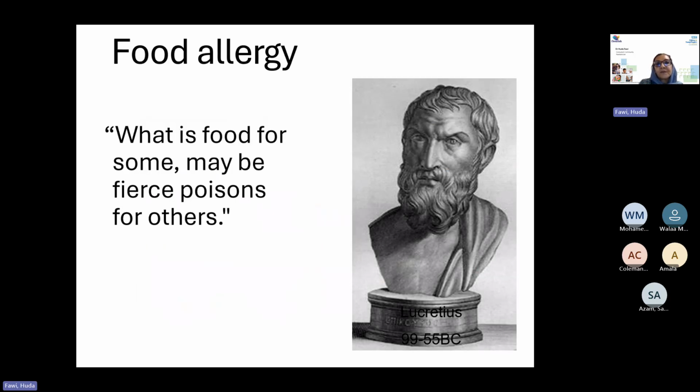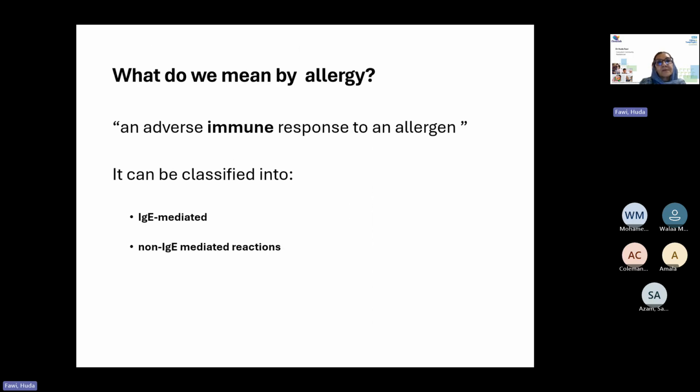So what is food for some may be fierce poison to others. I'm able to tolerate egg and milk and wheat, but others can have significant issues and anaphylaxis. Right, so we talked about what is an allergen, which in a food allergy is an immune response to a food. And it's classified into IgE-mediated reaction and a non-IgE-mediated reaction.